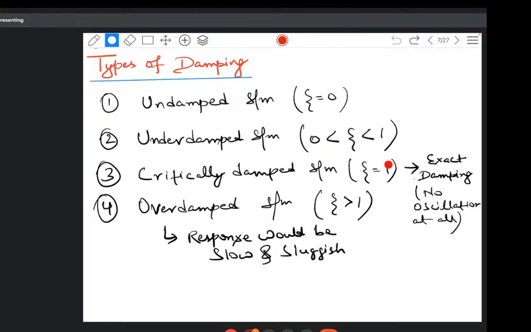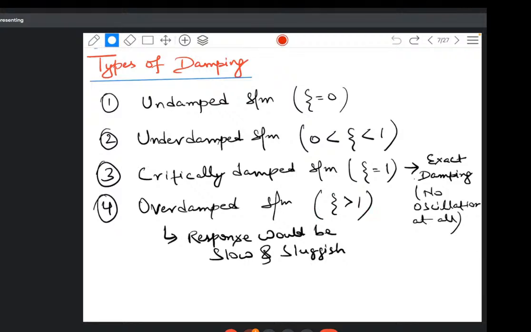But zeta equal to 1 means what? Critically damped means exact damping is applied. Means that the damping which can kill all the oscillation. Here you are applying the amount of damping that will kill all the oscillations. Okay, so no oscillation will be seen. If no oscillation will be seen means what? Transient analysis will become very difficult. And overdamped system means zeta greater than 1.